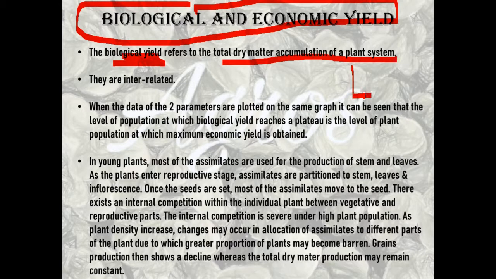Suppose I am plotting a graph of biological yield and economic yield, with yield on this side and plant population on this side. We see that at the maxima, where the biological yield reaches a plateau, at that point we get the maximum economic yield from that plant population. That means at that point it intersects with the maximum economic yield.